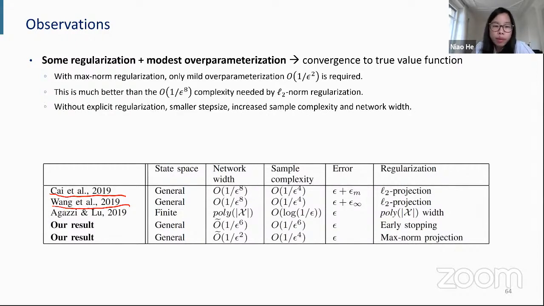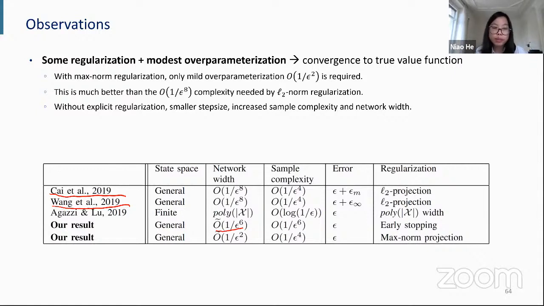And without the explicit regularization, we've shown that we needed smaller step sizes to make sure that your W does not drift too far away from your initial point. Hence, that slightly increases the sample complexity. If you don't use any sort of regularization or projection, the overparameterization complexity we derive is 1 over epsilon 6 instead of 1 over epsilon 2. So you pay a little bit more price there without doing any projection or regularization, and the sample complexity is also slightly higher than the case where you apply max norm regularization.